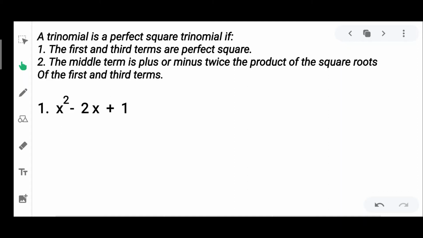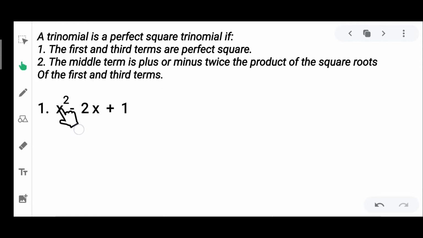Now, how do you recognize a trinomial that is perfect square trinomial? So, ito yung mga kailangan mong tandaan. A trinomial is a perfect square trinomial if the first and third terms are perfect square. So, dapat yung pinakaunahan and then yung pinaka-last are perfect squares. So, if we are dealing with the variables, dapat yung exponent niya are all multiples of 2. Dapat divisible by 2. And then, for the second one, the middle term can be plus or minus twice the product of the square root of the first and third term.